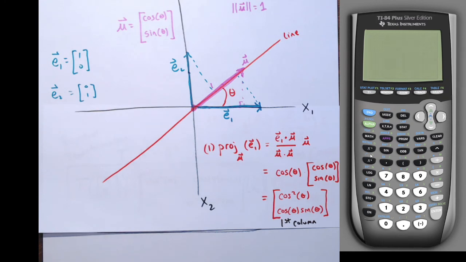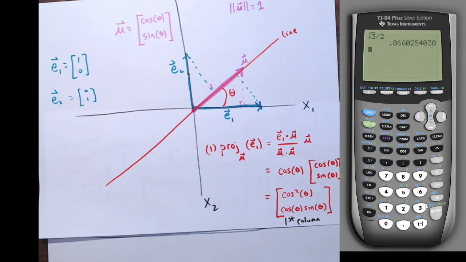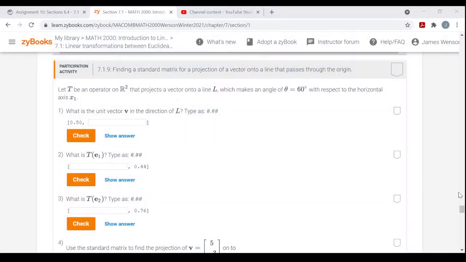Now, square root of 3 over 2, thinking back to your trig, is about 0.86 something. Square root of 3 divided by 2. Yeah, 0.866, so approximately 0.87 if I round to 2 decimal places, right? So here, 0.87.